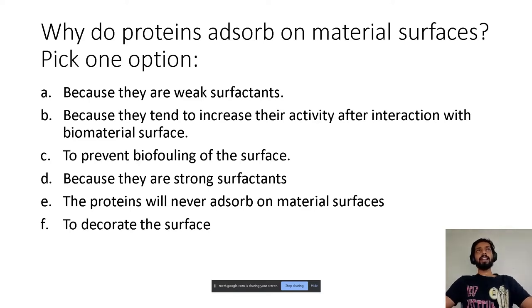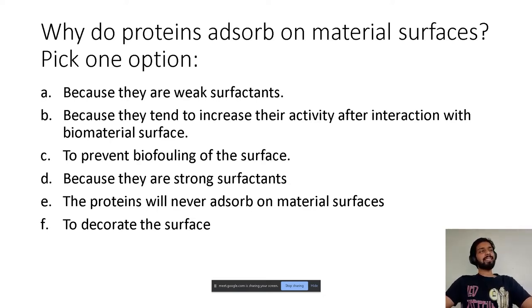Why do proteins adsorb on material surfaces? Is it because they're weak surfactants? Is it because they tend to increase their activity after interaction with biomaterial surfaces? So option B. Okay. Any other thoughts? Option A. Okay. Yeah. So it's not option B.